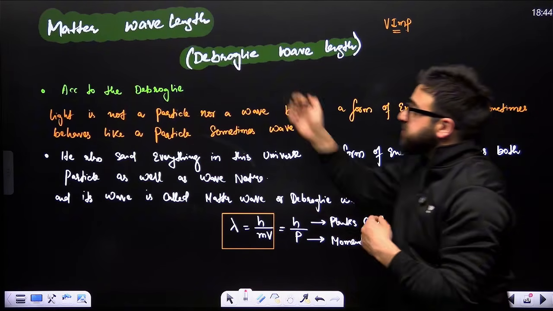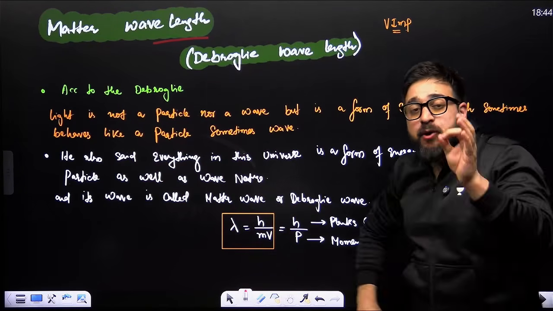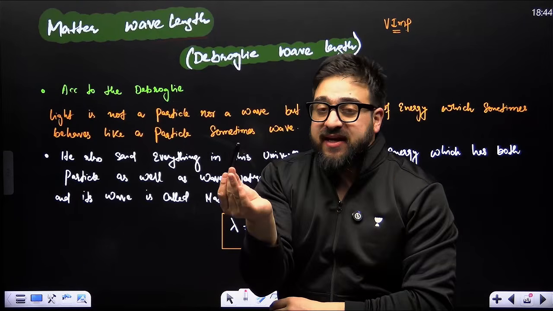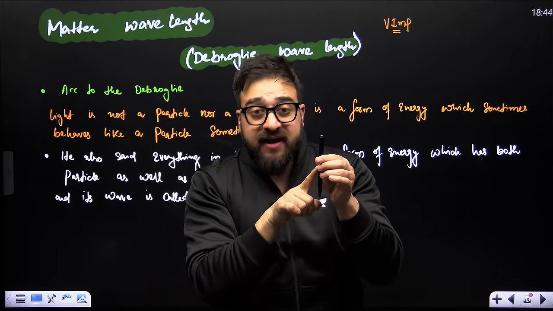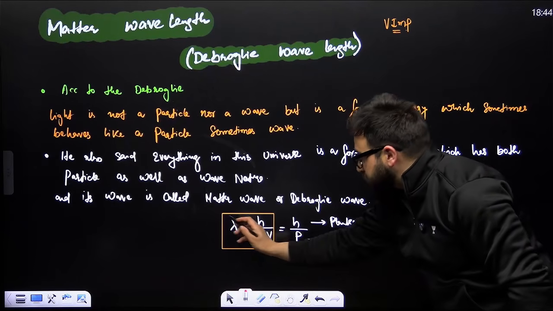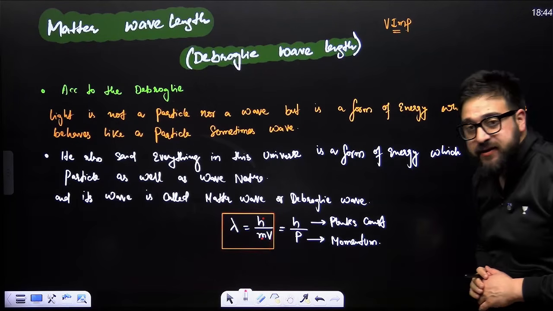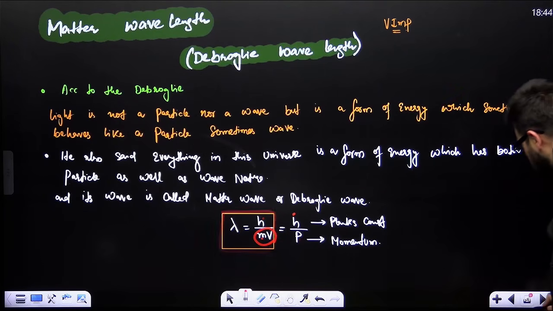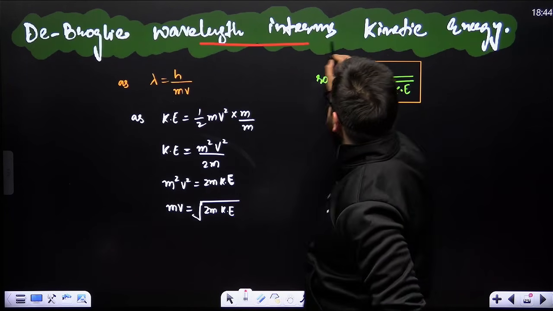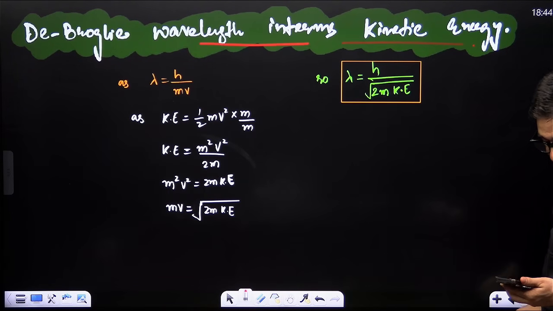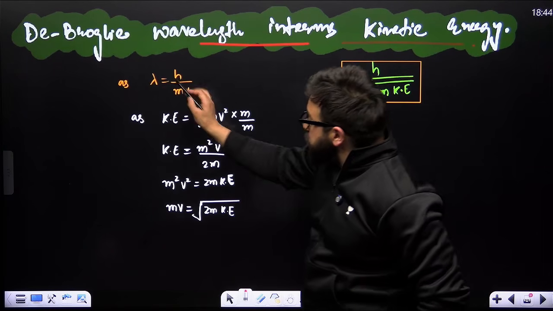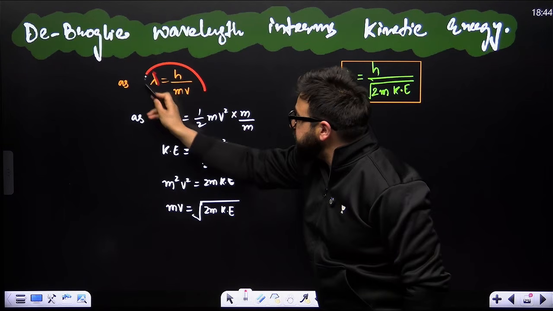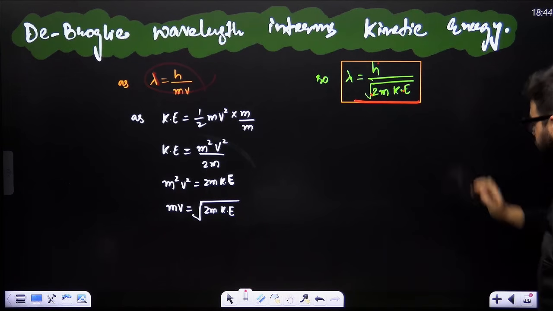Then, my dear NEET aspirants, de Broglie's wavelength, the matter wavelength. De Broglie said everything in this universe is a particle as well as a wave. Like this pen, it is a particle as well as a wave. And what is the wavelength of this particle? You can say h divided by mv, or h divided by p, where mv is the momentum. This is de Broglie's wavelength in terms of momentum. In terms of kinetic energy, it is h upon the square root of 2 m KE.